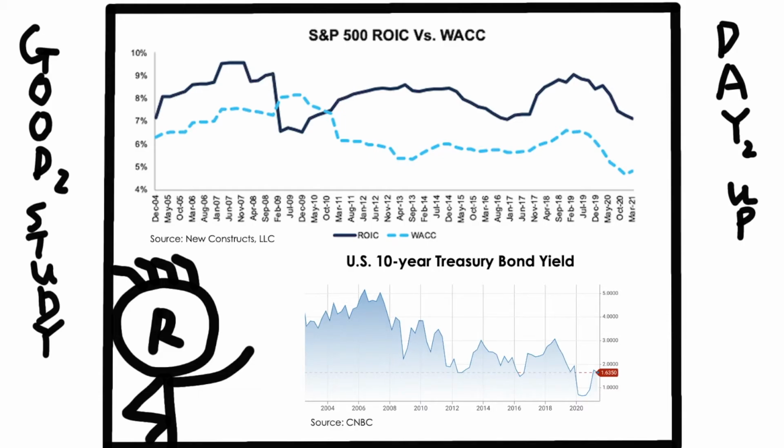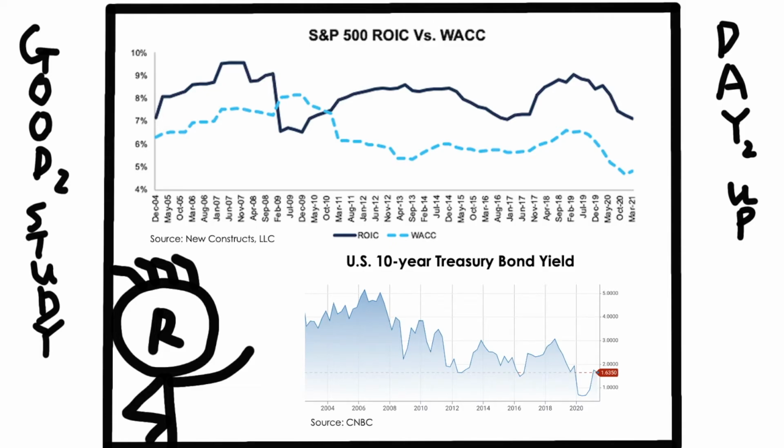Now this graph shows the WACC and ROIC for the S&P 500 from 2004 till now. The solid line represents ROIC and the dashed line represents WACC. We can see that these two lines are positively correlated to each other, and WACC is also correlated to the 10-year treasury yield. A firm being able to consistently earn an ROIC greater than its WACC is an indicator of a strong economic moat and of the firm's ability to sustain its competitive advantage.